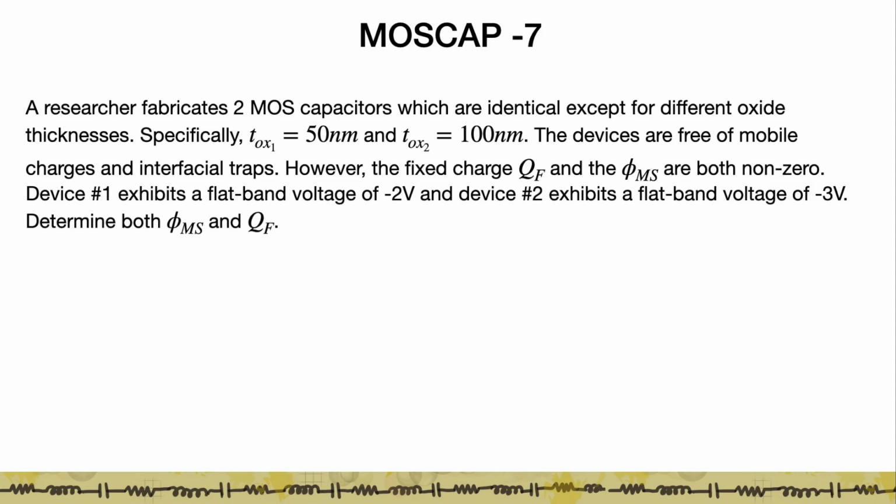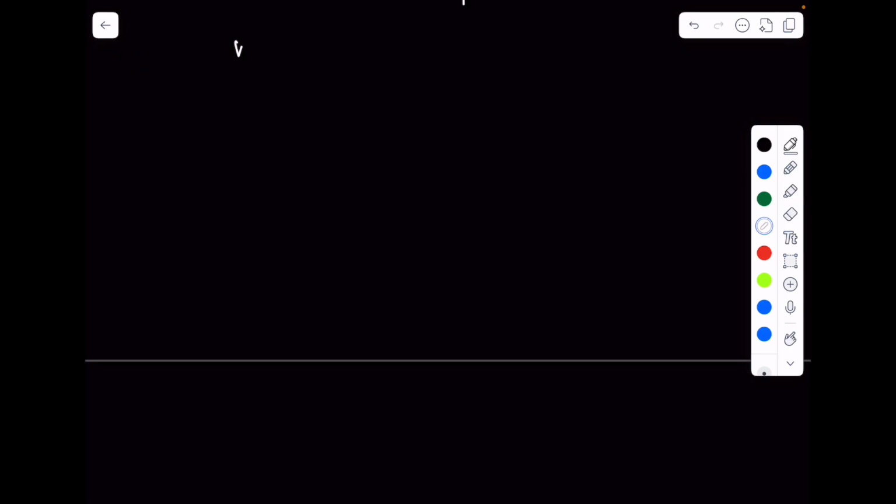So this is a very useful technique to measure QF in processes. Basically what we do is we create MOS CVs with varying thicknesses and then we plot them to find the value of flat band voltage. So let's look at the flat band voltage in the MOS capacitor. This is given by phi ms minus QF by Cox. Basically I'm being given two devices with different Cox's and different VFBs. I need to solve for phi ms and QF.